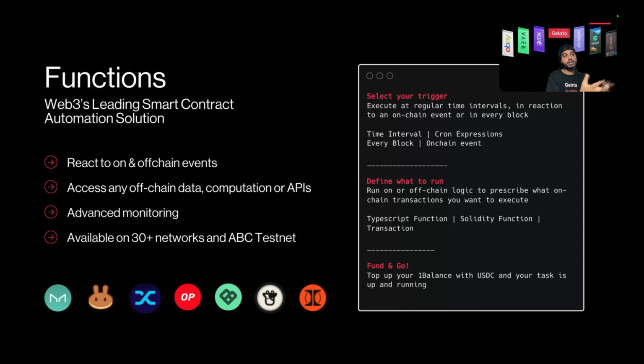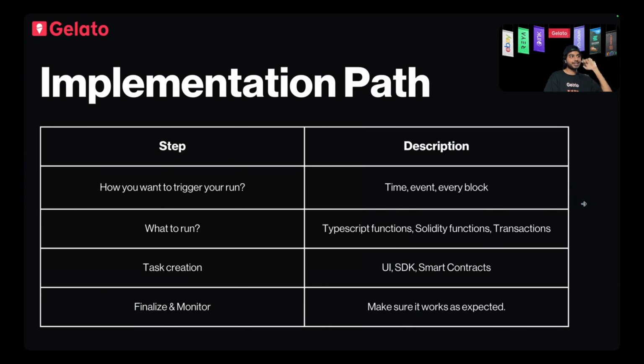And the next thing would be to define what to run. You can select between a TypeScript function, a Solidity function, or an automated transaction. Last thing, you just have to ensure that your OneBalance is topped up with USDC. OneBalance is our gas tank, which allows you to sponsor transactions on all supported networks and make sure your task is up and running. And this will just trigger your task based on the conditions and the configurations that you've set. So it's super simple, super straightforward. Yeah, let's dive right into it.